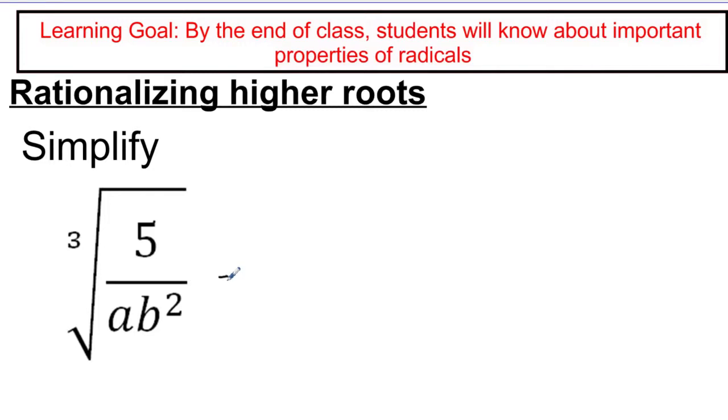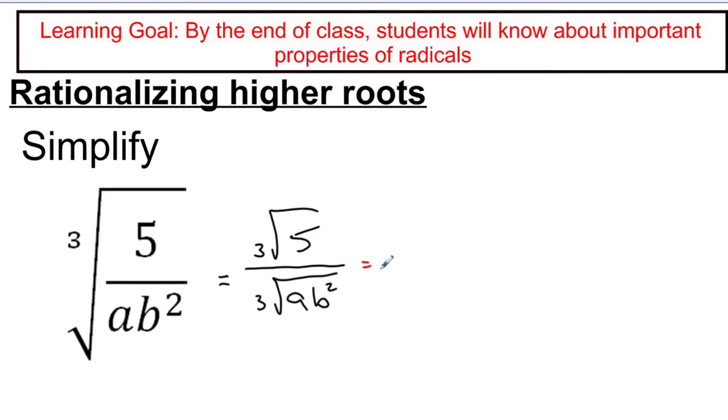And so we had a property that allowed us to give this radical, this cube root, to the numerator and the denominator. So I'm going to say this is now the cube root of 5 over the cube root of ab squared. Okay? And so I'm looking at this and say, great, I fixed my problem. No more fraction under the radical. But it's still not simplified. The reason this isn't simplified now is because I have a radical in the denominator.